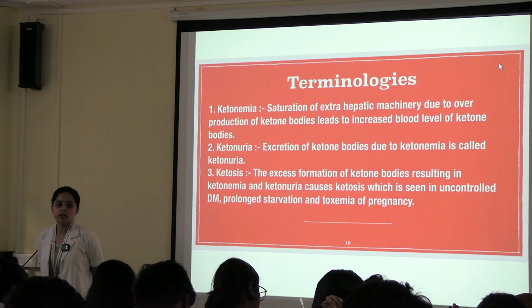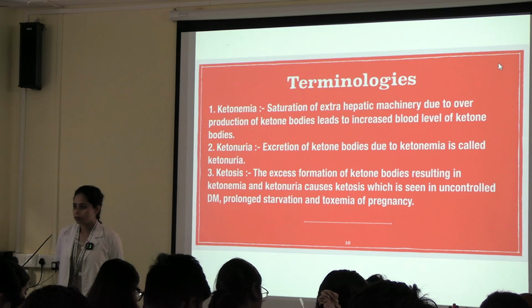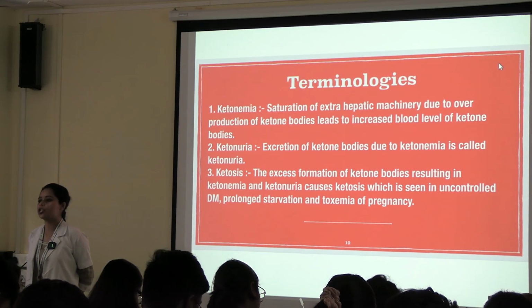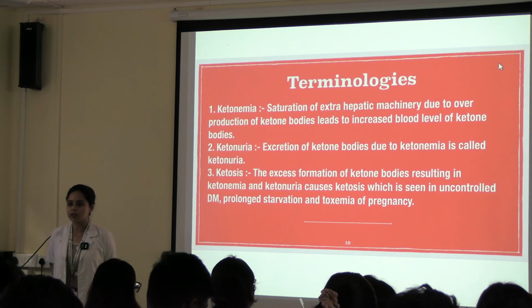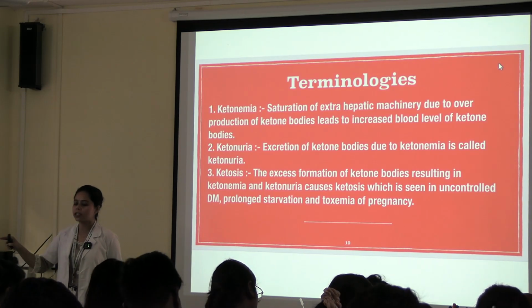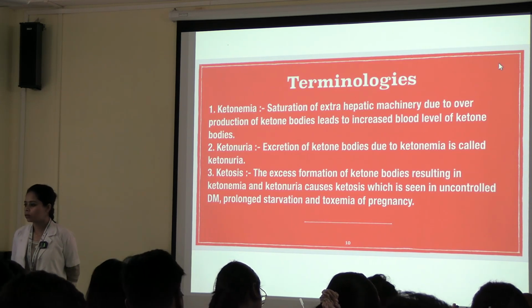Toxemia of pregnancy means, suppose a lady got pregnant. She never had diabetes, but during pregnancy she developed gestational diabetes. That happens only during the course of her pregnancy. She can develop hypertension also.